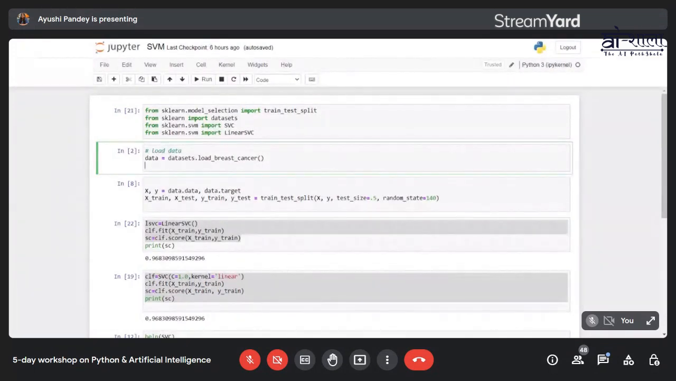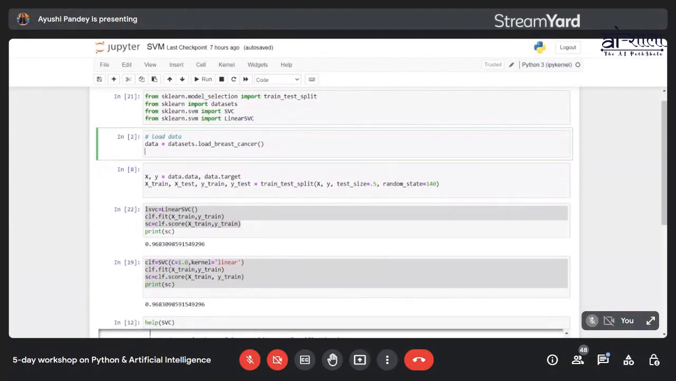So now these are all the imports. I'm importing the data set. This is model selection, train test split, because I told you initially, even for any data, I want to split my data and I want to split it randomly. So this is the data for breast cancer.